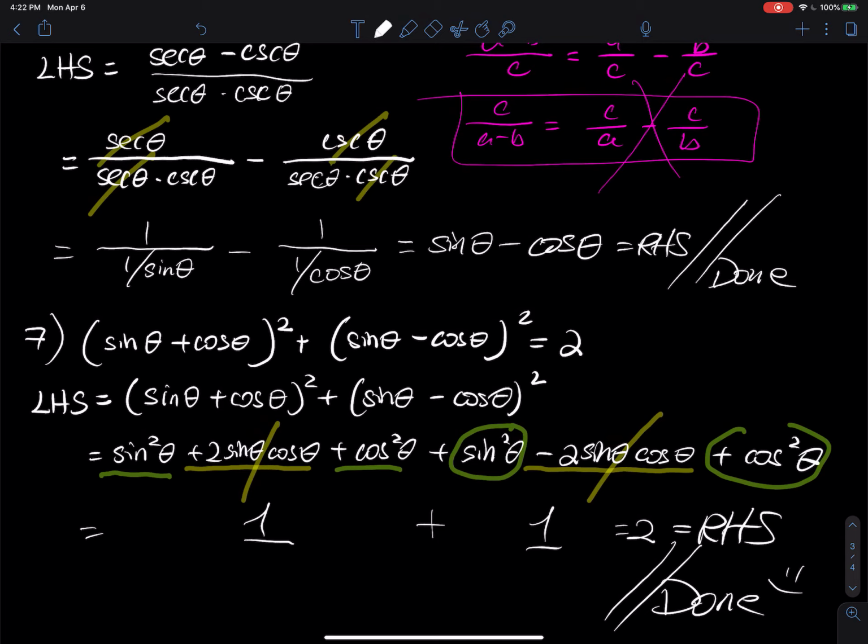All right, so that will be problems 1 to 7. This is the basic. If you're still not familiar with that, take out a piece of paper, work this out yourself, and then you move on to more complicated identities. All right?